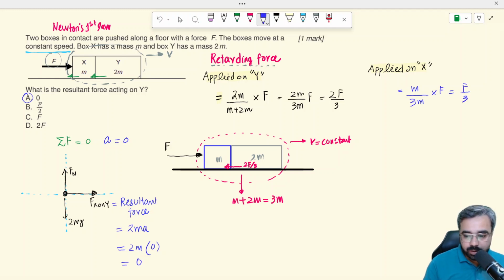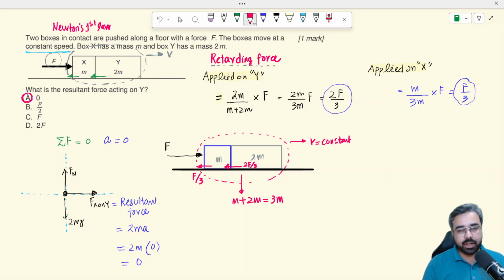If you add 2F over 3 and F over 3, you will get F, which is exactly opposite. So now you understand that this F over 3 plus 2F over 3 is basically opposing the F, and hence making the overall resultant force zero, and the resultant acceleration is also zero.